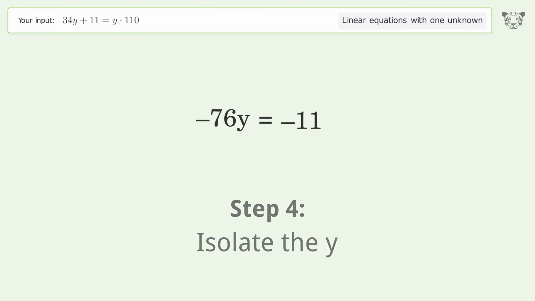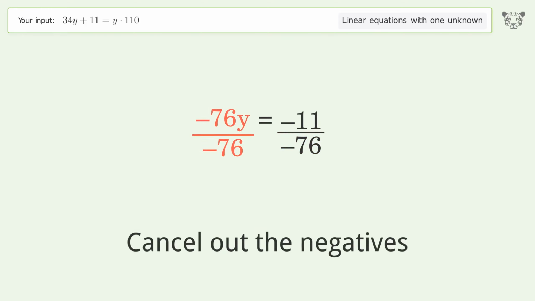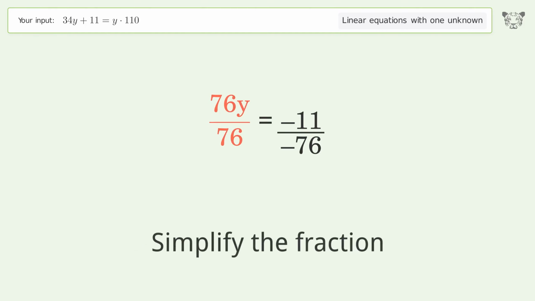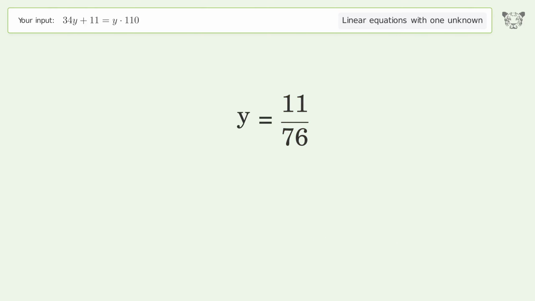Isolate the y. Divide both sides by negative 76. Cancel out the negatives. Simplify the fraction. Cancel out the negatives. And so the final result is y equals 11 over 76.